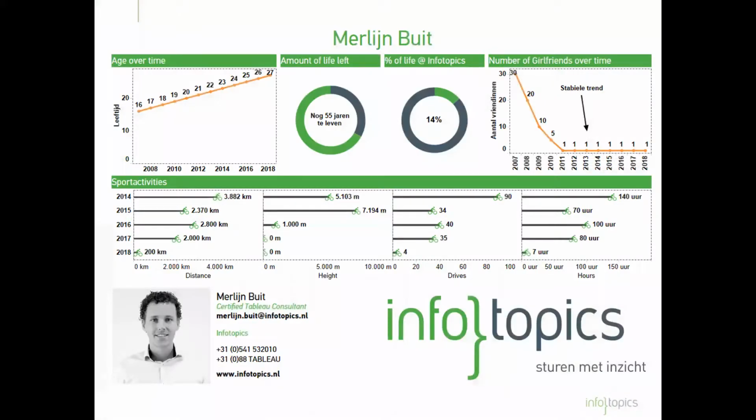So let me introduce myself. I'm Merlijn, in Dutch. I'm 27 years old, as you can see on the left graph. It's a beautiful trend. I have a relationship for 8 years now. I come from the eastern part of the Netherlands. And according to some data blending on the internet, I only have 55 years left of living, which is data science. And from this part of my life, I already work 14% at Infotopics. I also do some cycling, but the last year it went a little bit bad, so sorry for that.